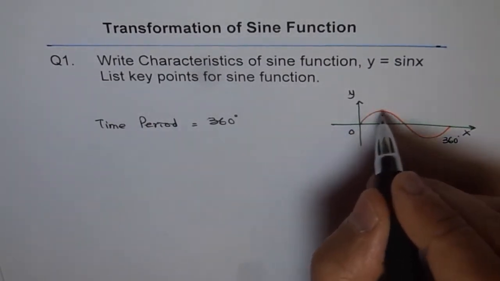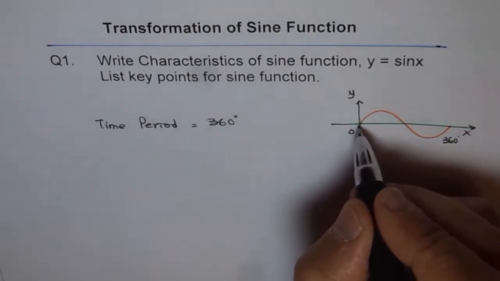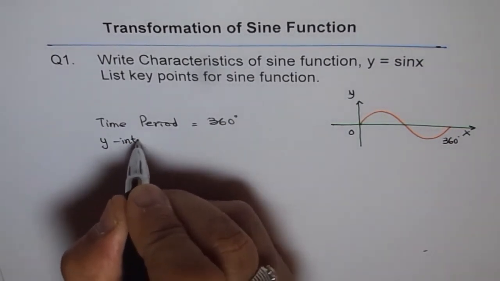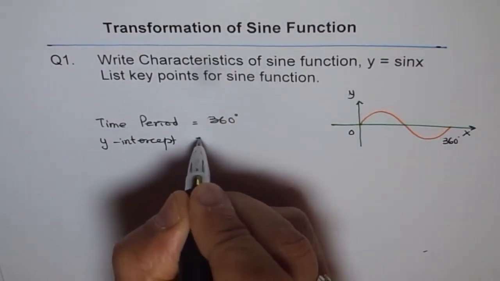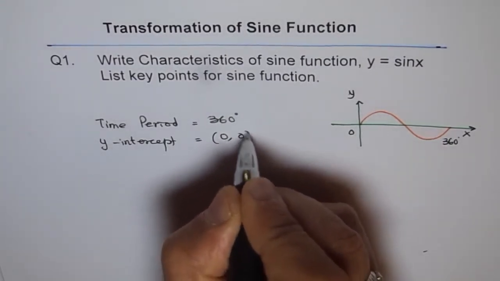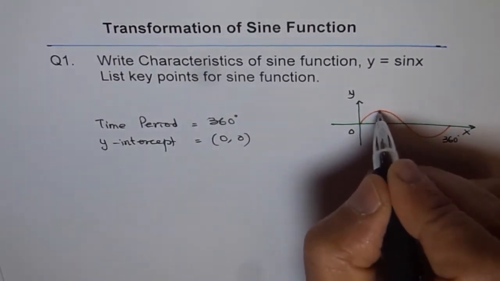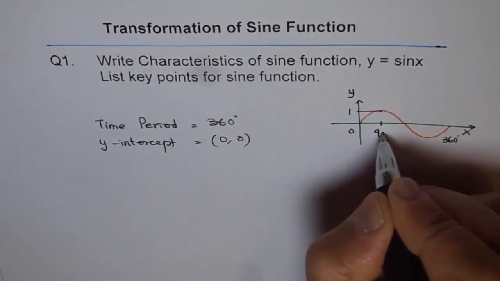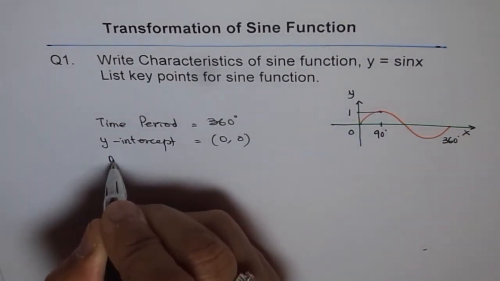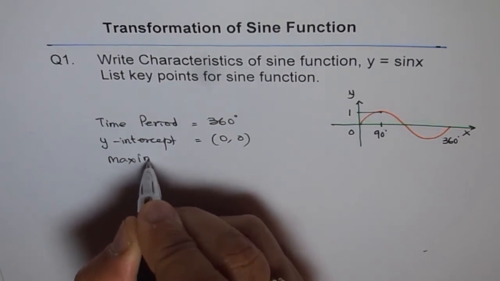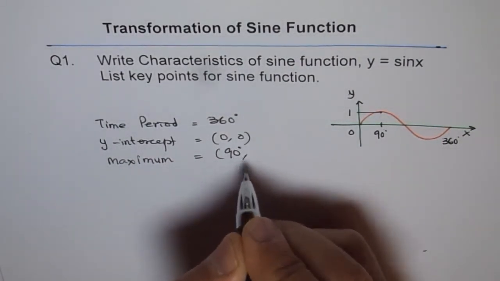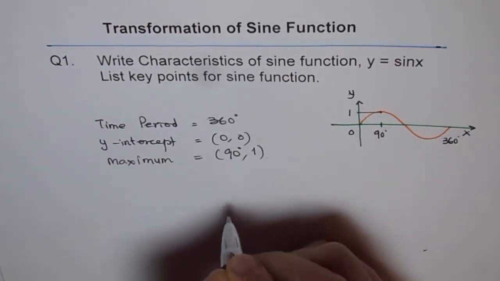Now, in this one full wave, it starts from the origin, that is your y-intercept. So we have y-intercept at (0, 0), the origin. And then it goes to the maximum value of 1 at 90 degrees. So we have a maximum at 90 degrees and the value of maximum is 1, right?